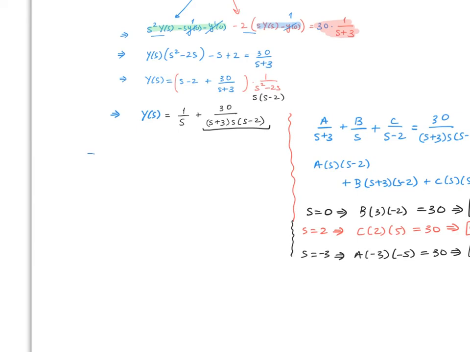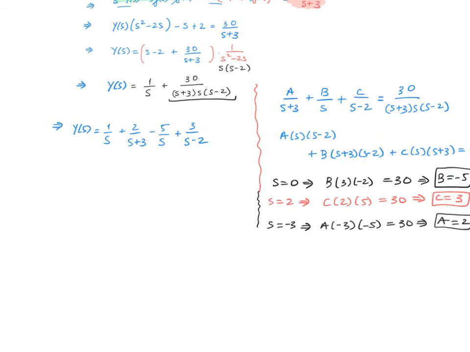Alright, so therefore, from here we have Y of s is going to be equal to 1 over s, and then plus 2 over s plus 3, and then minus 5 over s, and then plus 3 over s minus 2. Notice that you can combine these two. You don't have to, you can compute the inverse transform separately and then combine, but I'm just going to do that for now.